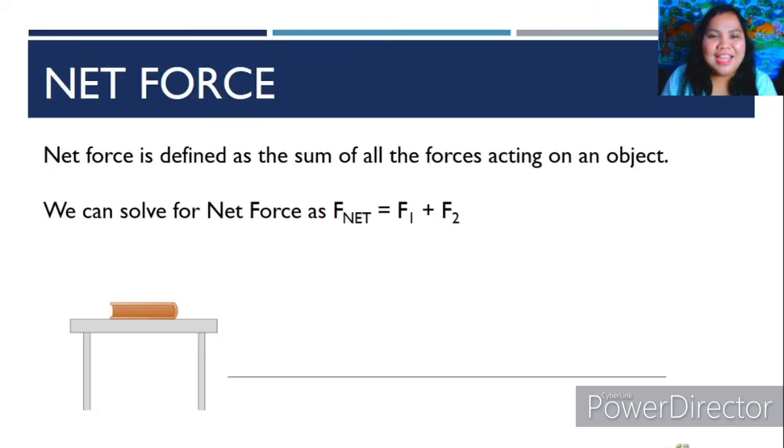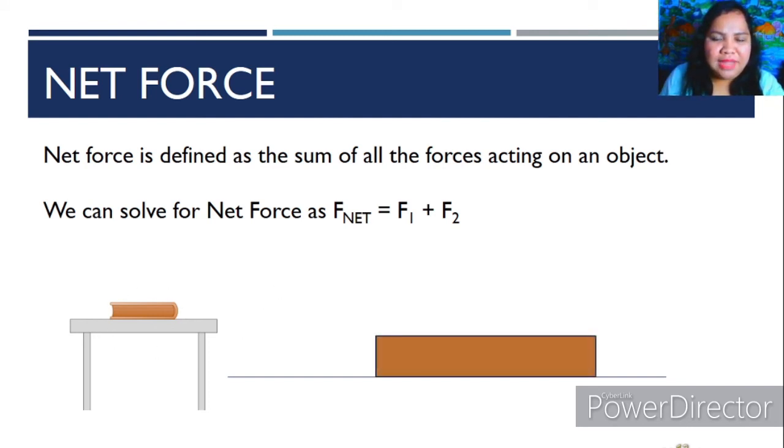Let's proceed. So now we have here net force. Net force is defined as the sum of all forces acting on an object. So this is the sum of all forces acting on an object. We can solve net force as the following. F net is equals to the force number 1 plus force 2. Okay, so I have here an example.